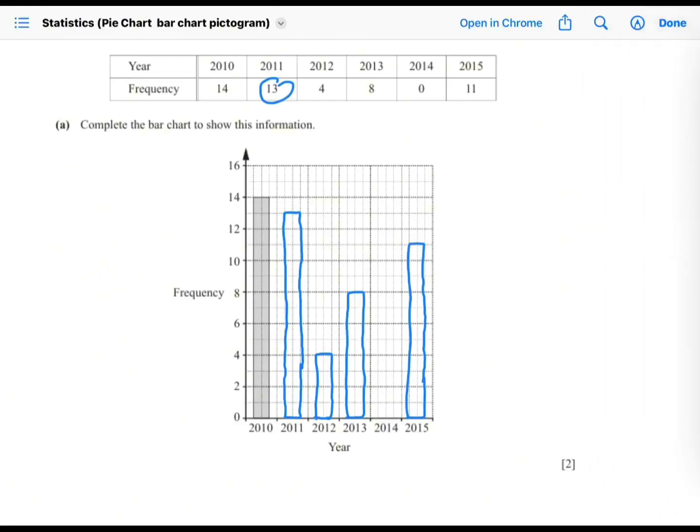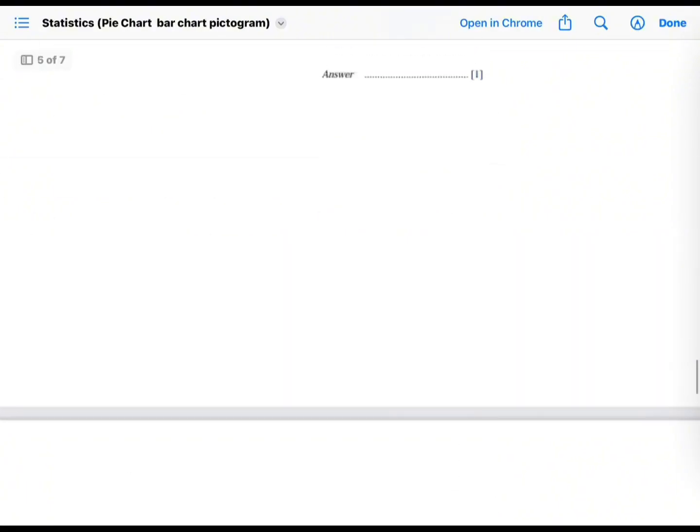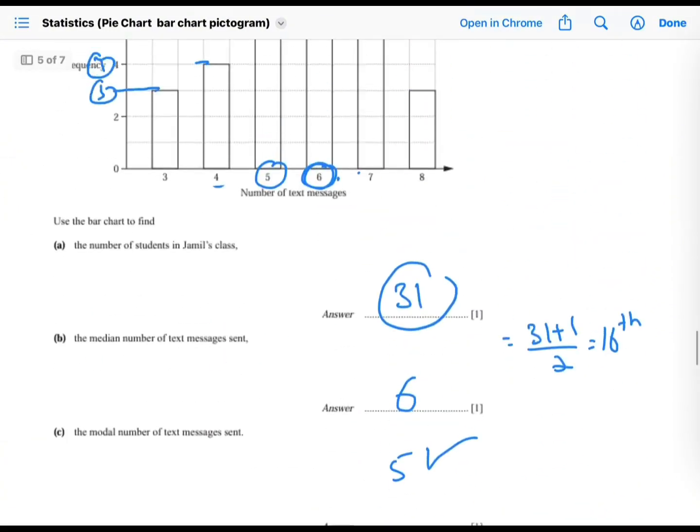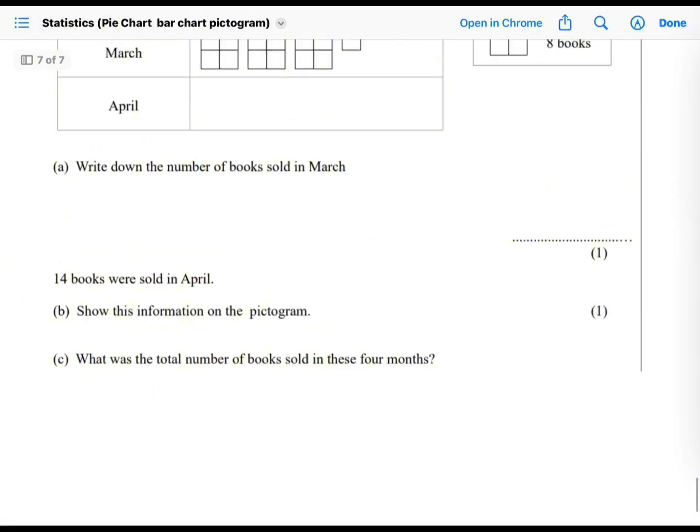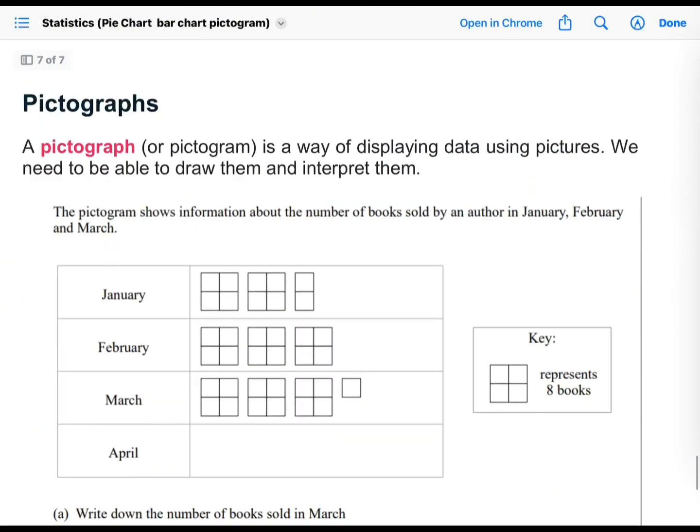So I hope the bar chart concept is also clear. We have done two different types of questions: how we can extract the data from the bar chart and how to make a bar chart as well. Now the last topic of the class is the pictogram. That's very simple. A pictogram is a way of displaying data using pictures. When the data is represented using pictures, it's known as a pictogram.